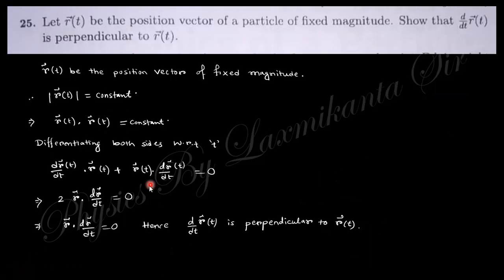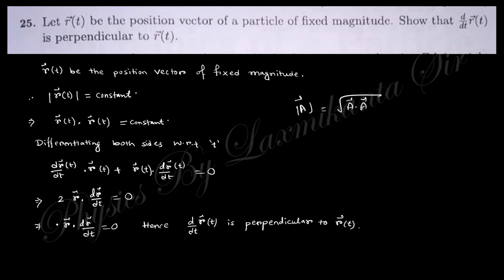Next question says, let r of t be the position vector of a particle of fixed magnitude. So the position vector has a constant magnitude. You need to show that the derivative of this one is perpendicular to that one. Since this is a constant, the magnitude is nothing but the root of the dot product. You know, the magnitude of a vector a is nothing but root of a dot a, right?